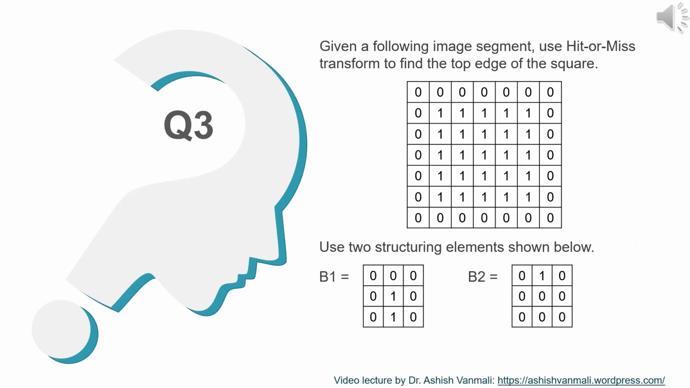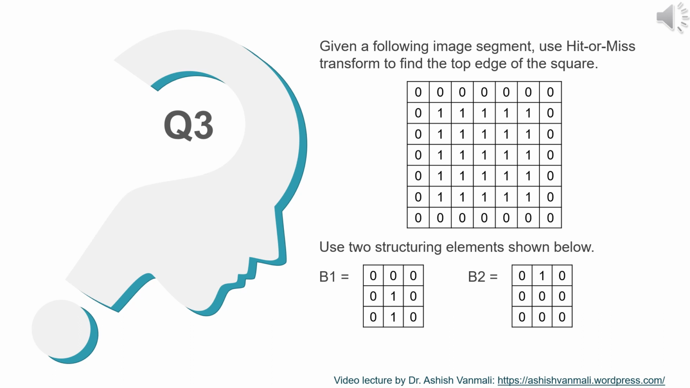Let's start with question number 3. The question is, given a following image segment, use hit or miss transform to find the top edge of the square. And they have given an image over here which is a 7x7 image, inside which there is a 5x5 block of ones. So that is the block, and we want to find the edge of this particular square block.